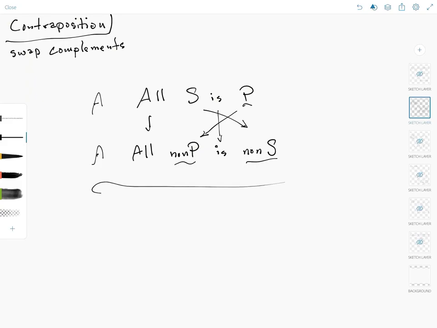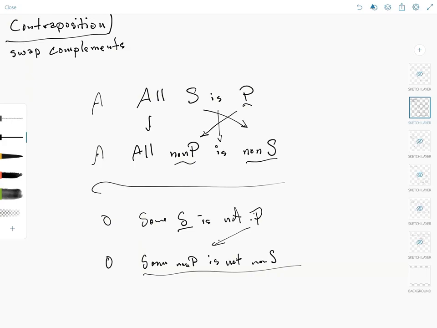And again, we can do this to any of the propositions. So let's do the O. That gives us some S is not P. Okay, and then we're going to keep everything the same. Some stays the same. The negation stays the same. So we've got particular negative. The difference is we're going to take the predicate and move it to the subject position and take the complement. We're going to take the complement of the subject term and move it to the predicate position. And that is the result of applying contraposition.